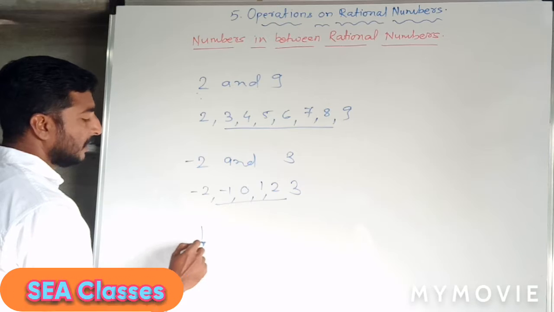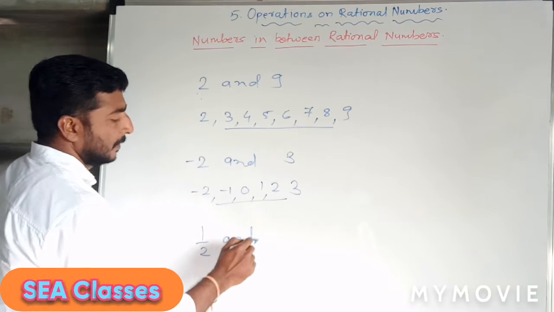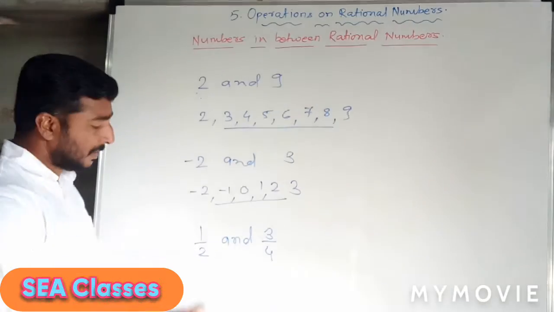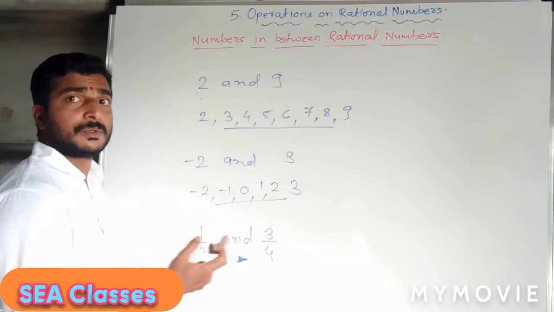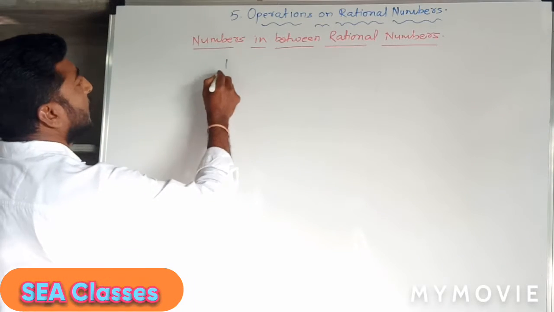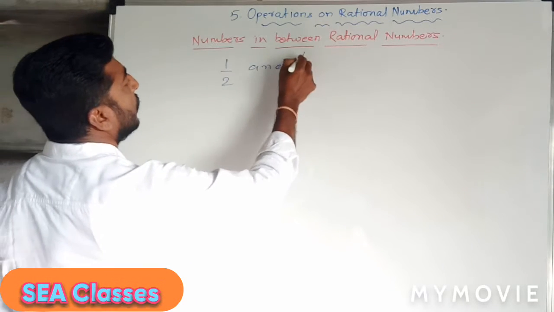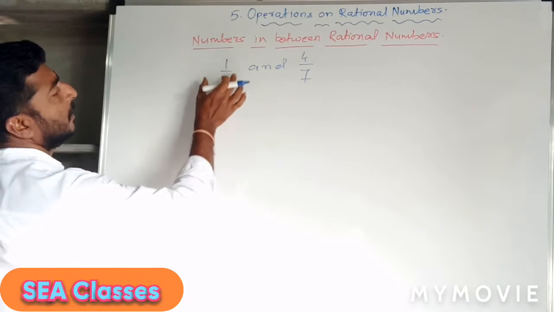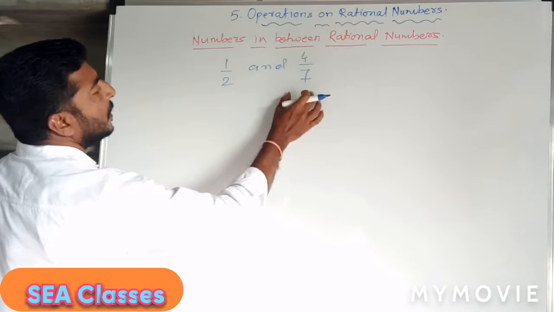Now, if there are rational numbers 1/2 and 3/4, and you want to represent the rational numbers lying between 1/2 and 3/4, how do you do that? For that, we will take the example 1/2 and 4/7, and you have to find the rational numbers between them.